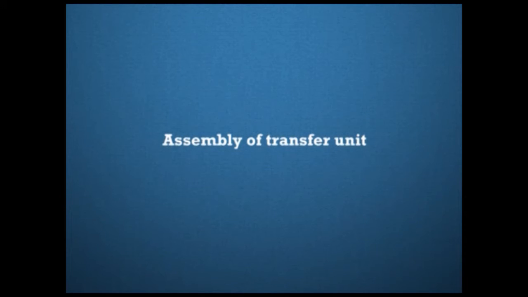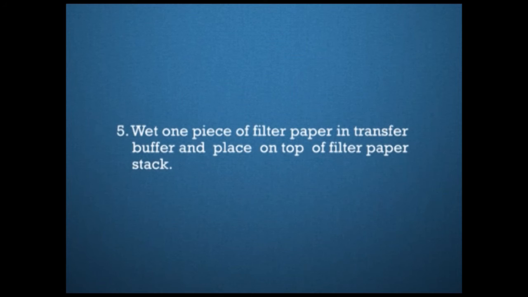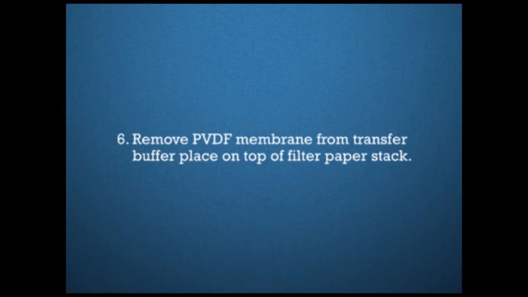Assembly of transfer unit. Wet 2 pieces of filter paper in transfer buffer and place on the anode plate of the apparatus. Avoid trapping air bubbles. Next, wet 1 piece of filter paper in transfer buffer and place on top of the filter paper stack. In the next step, remove the PVDF membrane from transfer buffer and place on top of the filter paper stack.